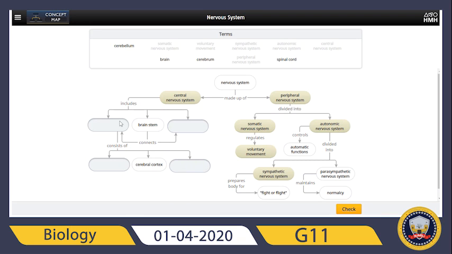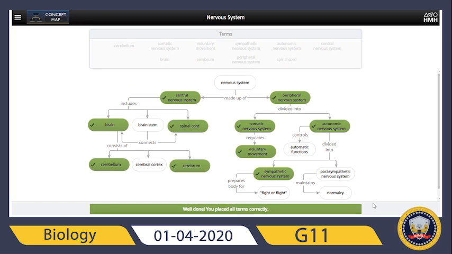Well, the central nervous system includes the brainstem, brain, spinal cord, and consists of cerebellum, cerebrum. So let's check our answers. Good. To review, the nervous system is made of peripheral nervous system and central nervous system. The central nervous system, or CNS, includes brain, brainstem, spinal cord. The spinal cord connects to the brain. Now, the brain consists of the cerebellum, cerebral cortex, and cerebrum.